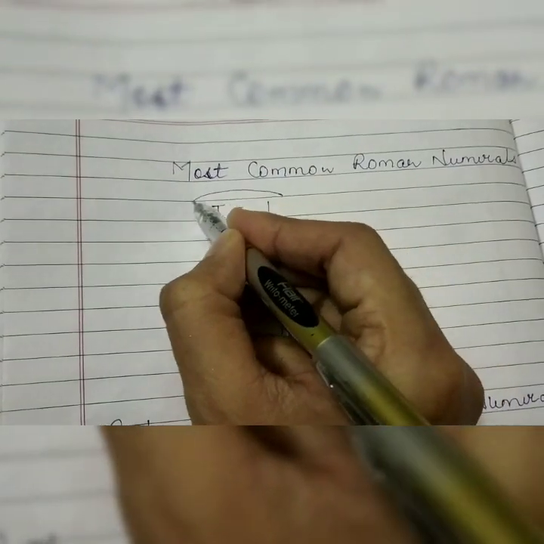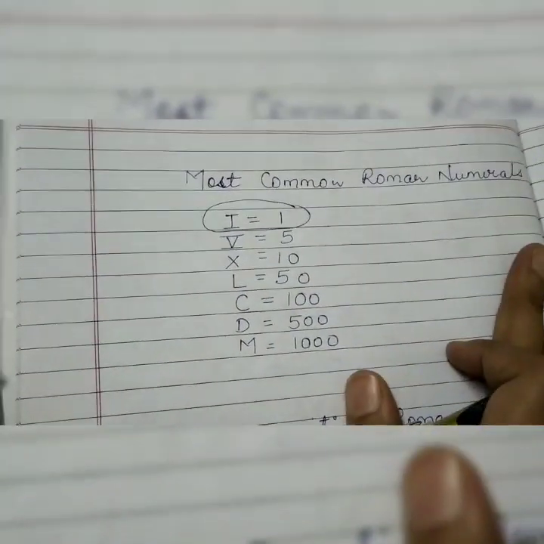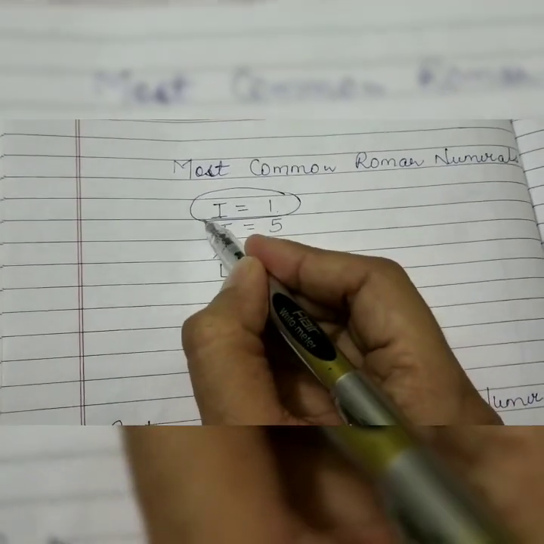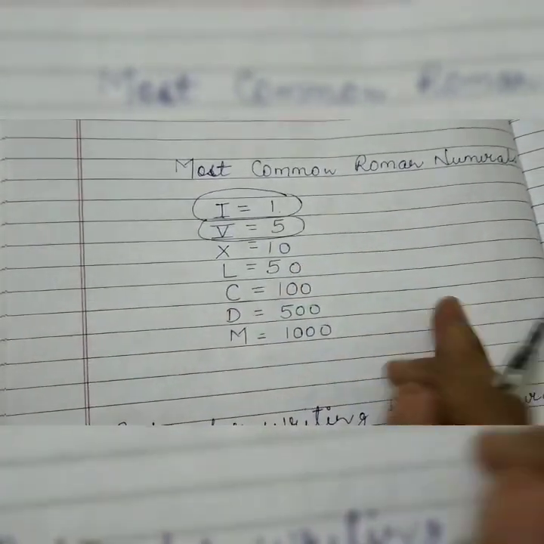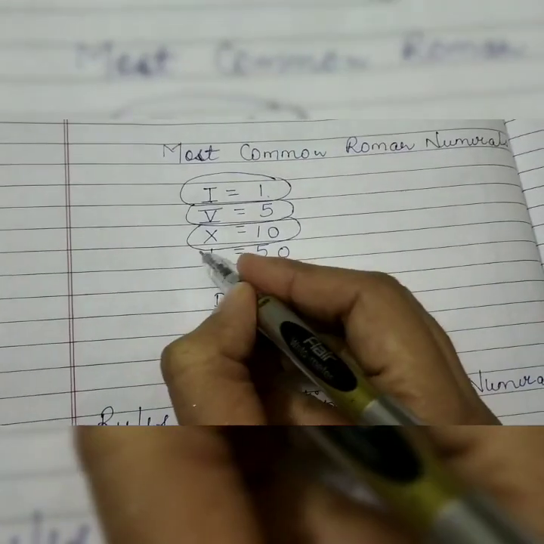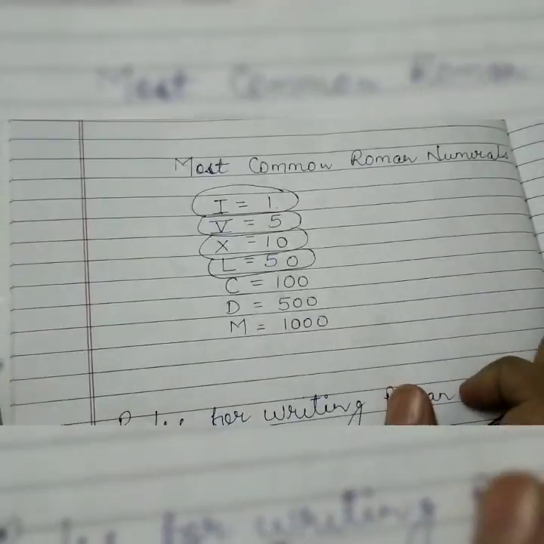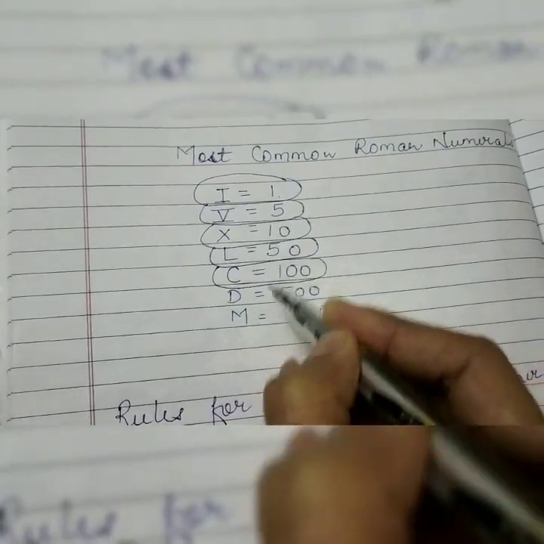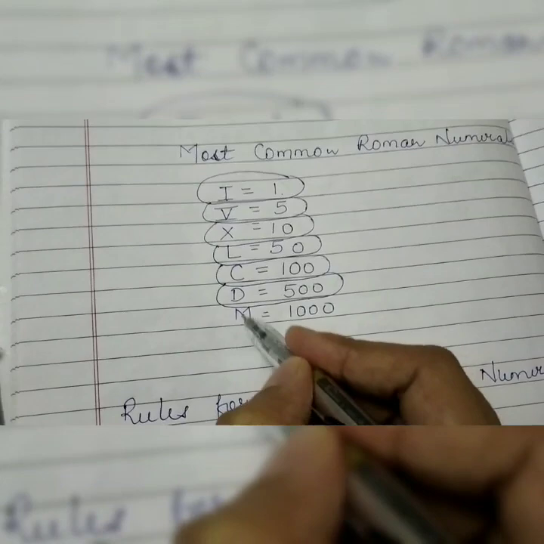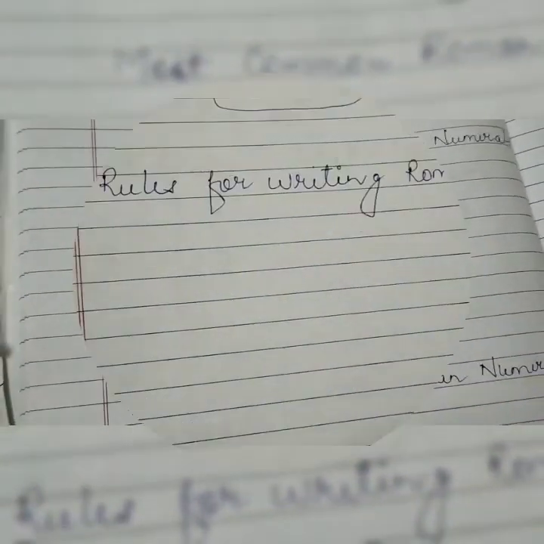Okay, now I is equal to 1. For 1 we are writing I, or I is equal to 1. Now V is equal to 5. X is equal to 10. L is equal to 50. C is equal to 100. D is equal to 500 and M is equal to 1000.